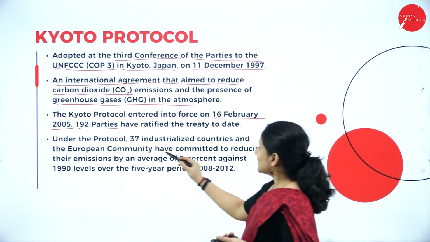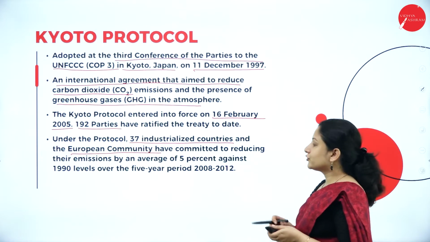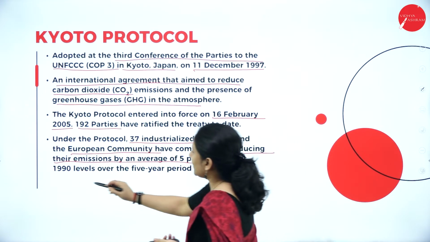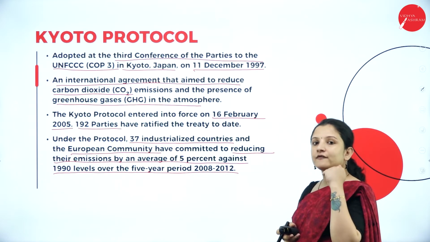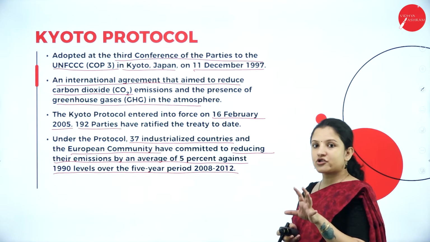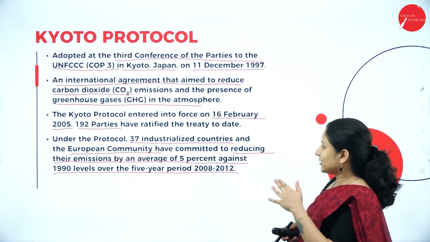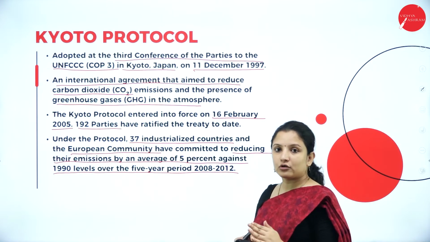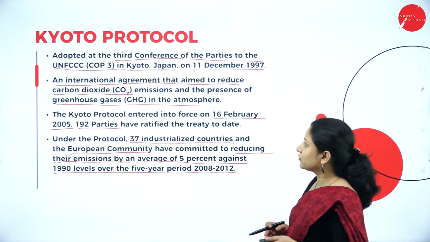And under this protocol, 37 industrialized countries and the European Community have committed, taken an oath, to reduce the emission of greenhouse gases by an average of 5% against the 1990 levels over the 5-year period 2008 to 2012. So what they have said is, whatever levels of greenhouse gases were present in the year 1990, we will reduce them in a 5-year period; we will make sure that at least 5% of the greenhouse gases gets reduced from this planet. So that is the oath the 37 industrialized countries took under the Kyoto Protocol. The main aim of the Kyoto Protocol is to curb the excessive emission of greenhouse gases which can lead to global warming.